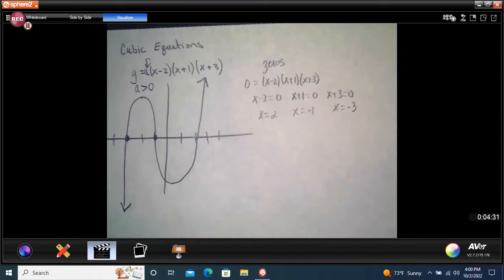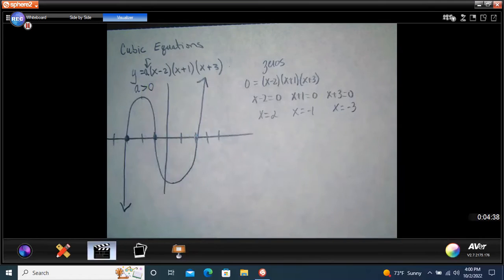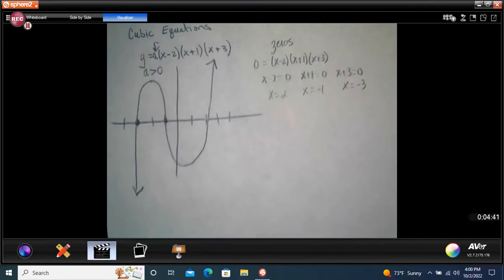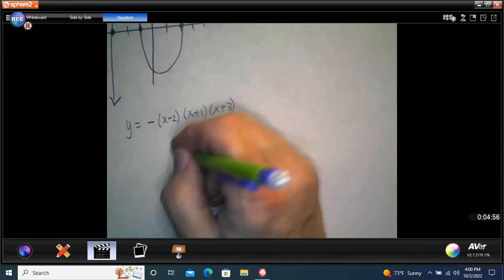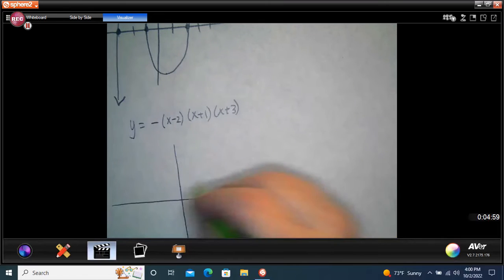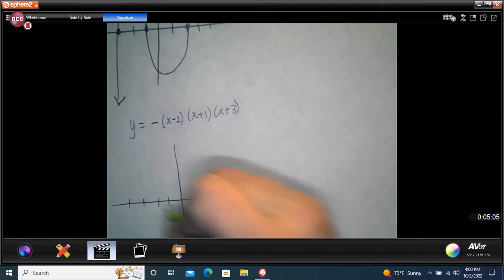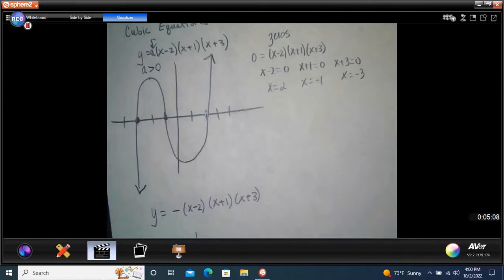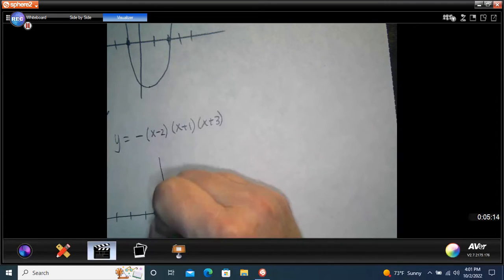So if what's out front is positive, if there's no negative out front, then that's what we do. But then we can do the exact same thing. Y equals the opposite of the quantity (x minus 2)(x plus 1)(x plus 3). So I'm doing the exact same equation, except now I put a negative out front of it. So my zeros are the same, positive 2, negative 1, and negative 3.